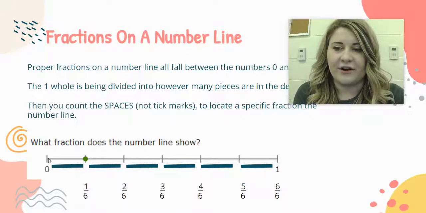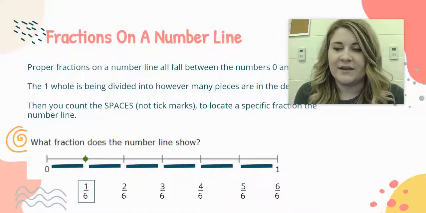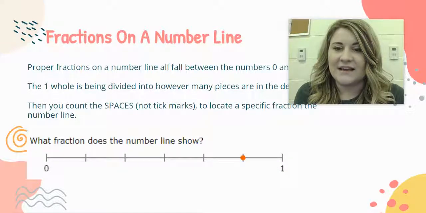If we look carefully on our number line, we're looking at where the point has been plotted, and it has been plotted right here on this first tick mark. So we know that our answer here for what fraction the number line shows is 1/6, okay? Because it's only 1 section out of 6 colored in. Next, let's look at this one.